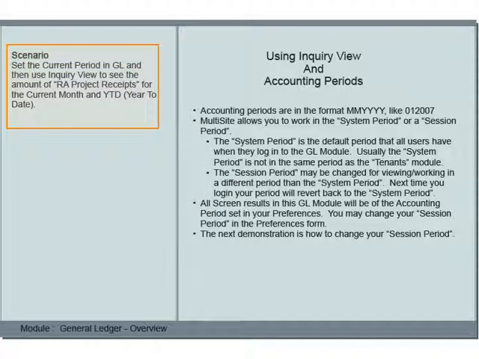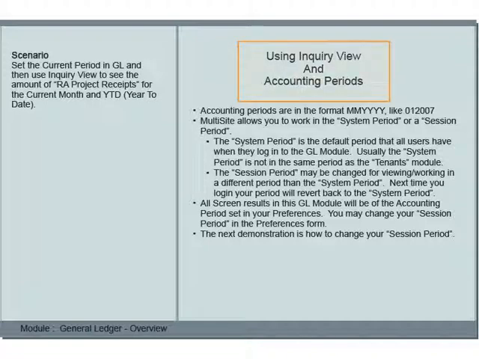The first thing we're going to do is set the current period in GL and then use Inquiry View to see the amount of RA project receipts for the current month and year-to-date. Accounting periods are in the format month, year, like 01-2007 would be January 2007.